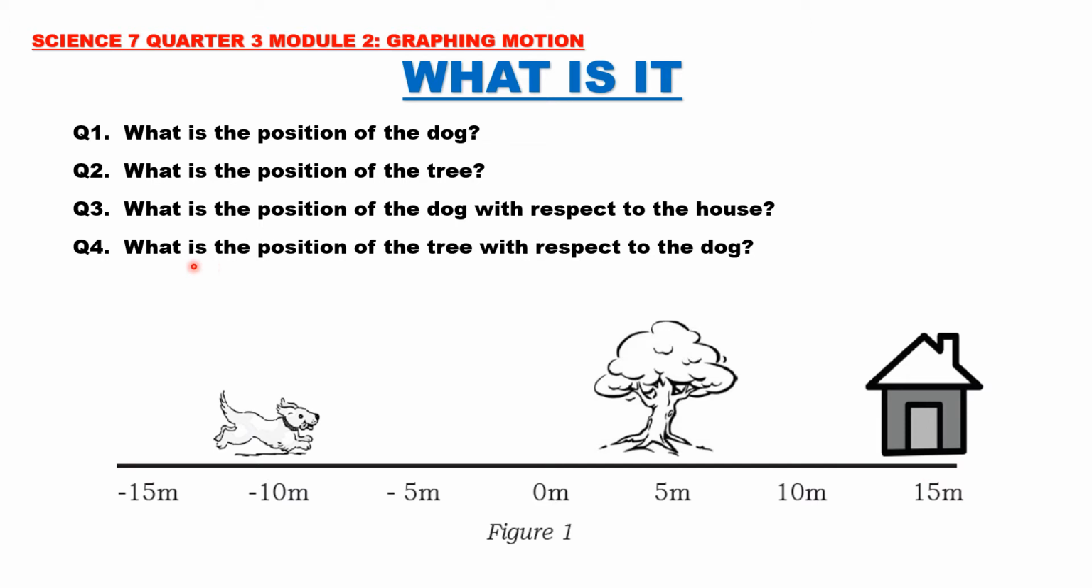Next, Q4. What is the position of the tree with respect to the dog? The dog, again, is located at negative 10 meters. The tree is at positive 5 meters. So we just compute how far the dog is from the tree. So we have 5, 10, 15. So the position of the tree with respect to the dog is 15 meters.